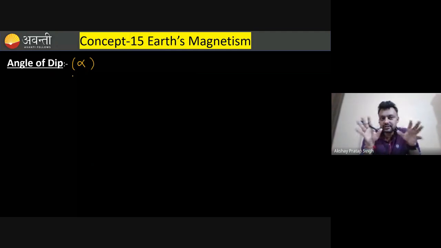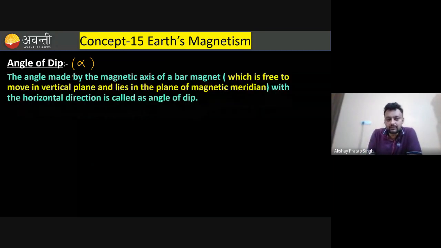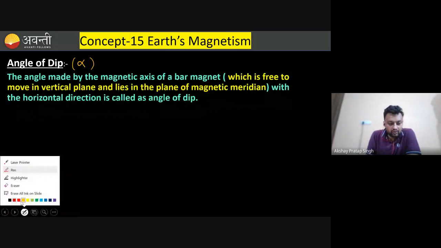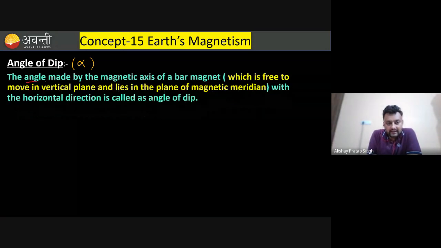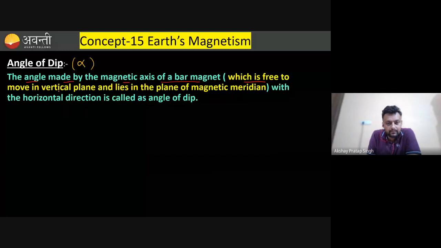In which plane are you placing the magnet? You are placing the magnet in the magnetic meridian. And in which plane is it free to move? It is free to move in the vertical plane. Then the angle made by the magnet with the horizontal is known as angle of dip. Now you can see all this in the definition on your screen: the angle made by the magnetic axis of a bar magnet which is free to move in the vertical plane and lies in the plane of magnetic meridian.